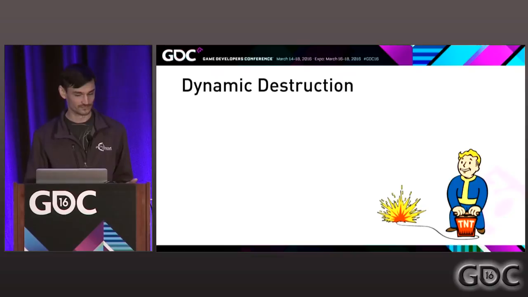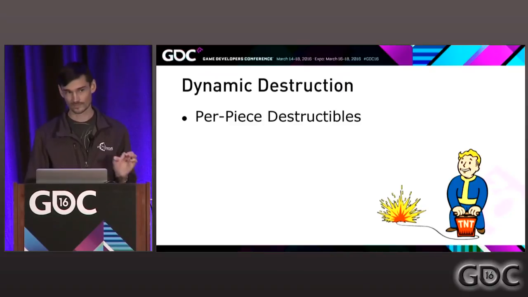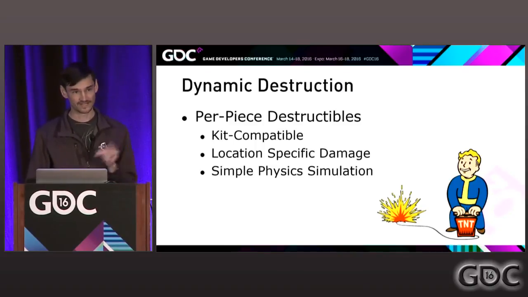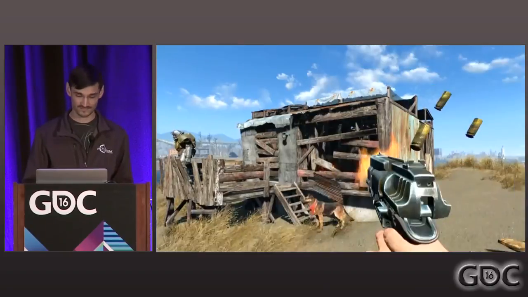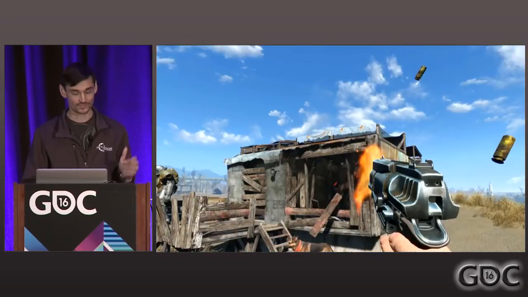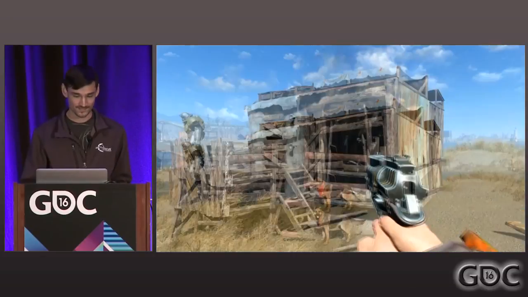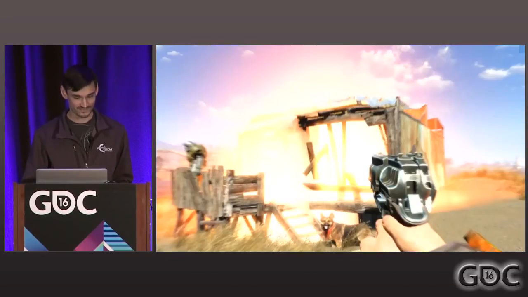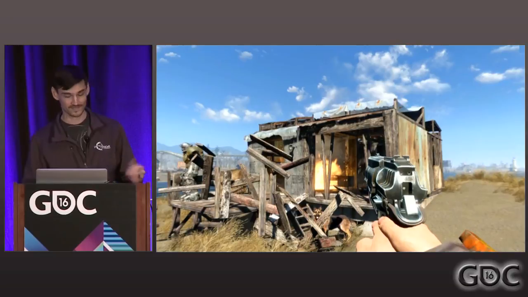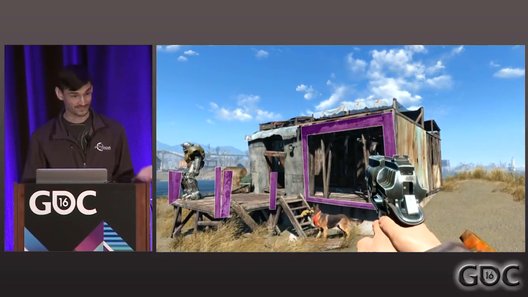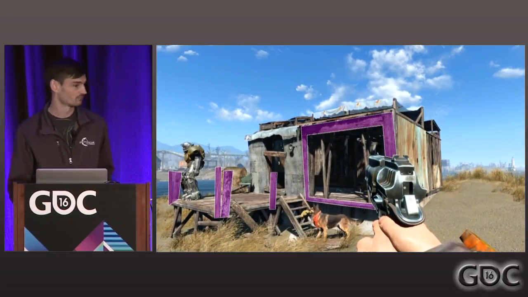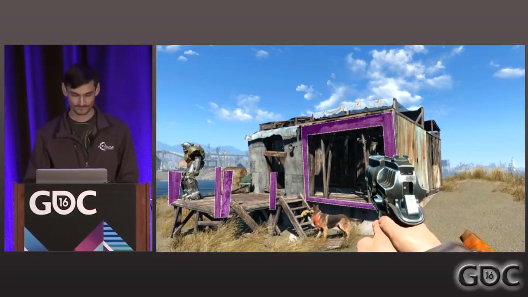Dynamic destruction is a little bit different, though. This is for like per piece destruction, where you can shoot out individual planks, and it works with kits, and they'll simulate. So you can have things like this, where you have a shack, and you start shooting out individual planks, or you take a grenade, chuck it in there, then a whole bunch of planks go flying out. And again, this works with kits. So we use this for railings and other things like that.